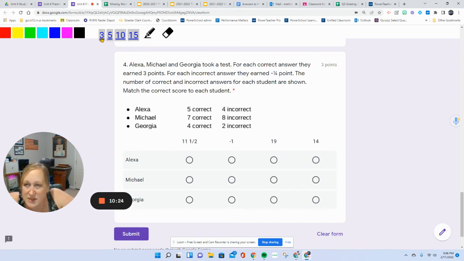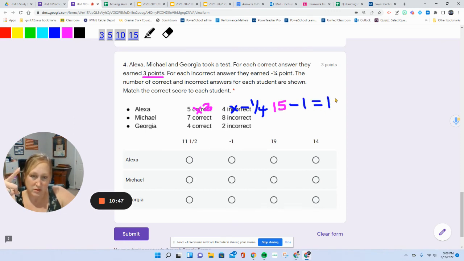So Alexa scored 3 points for each correct. So 5 times 3, she got 15 points, but she lost 4 times -1/4. So 4 divided by 4 is 1. So we're going to subtract the 1. So Alexa got 14. We'll try the next one.